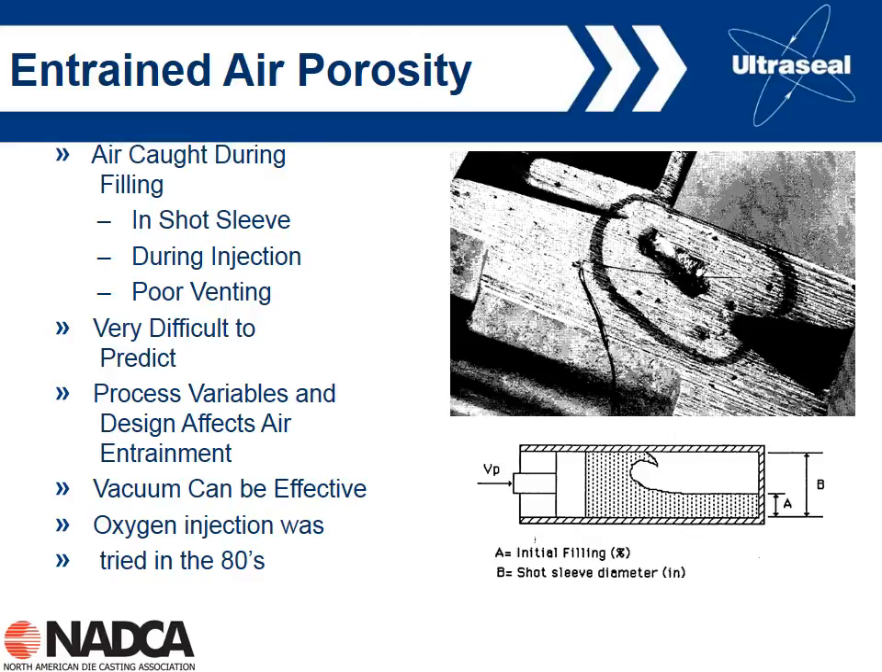So it tends to be difficult to predict exactly where this is going to form, and certainly the size of which it's going to form. Certainly if you've got a bad die design, maybe you've got liquid that's impinging from two different places, that's probably going to trap some air. But there are a whole number of process variables and designs that can affect the amount of air entrapment. Vacuum can be effective. Obviously, a lot of die casters use vacuum. There's kind of a saying that vacuum can help a badly designed die, but vacuum doesn't have a lot of effect on a well-designed die.